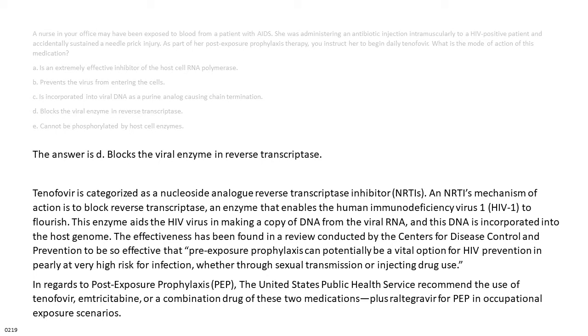The effectiveness has been found in a review conducted by the Centers for Disease Control and Prevention to be so high that pre-exposure prophylaxis can potentially be a vital option for HIV prevention in people at very high risk for infection, whether through sexual transmission or injecting drug use. In regards to post-exposure prophylaxis, PEP, the United States Public Health Service recommends the use of tenofovir, emtricitabine, or a combination drug of these 2 medications, plus raltegravir for PEP in occupational exposure scenarios.